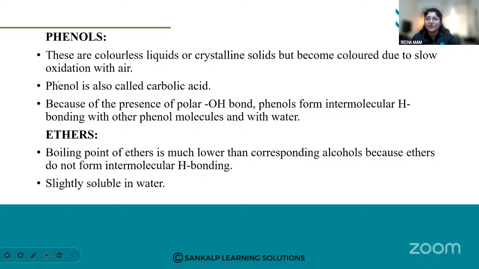They form intermolecular hydrogen bonding with the phenol molecules and with the water. Then, when we look at the physical properties of ether, the boiling point of ether is much lower than the corresponding alcohols. Why? What is the structure of ether? It is ROR'. So these ethers do not form intermolecular hydrogen bonding.